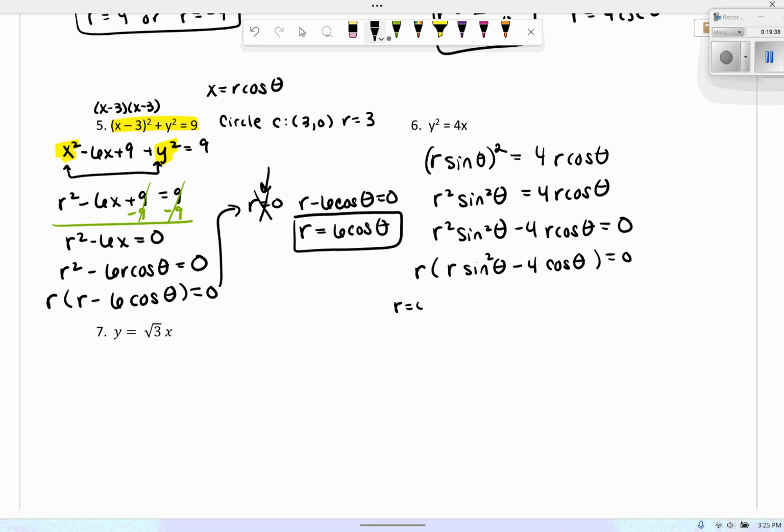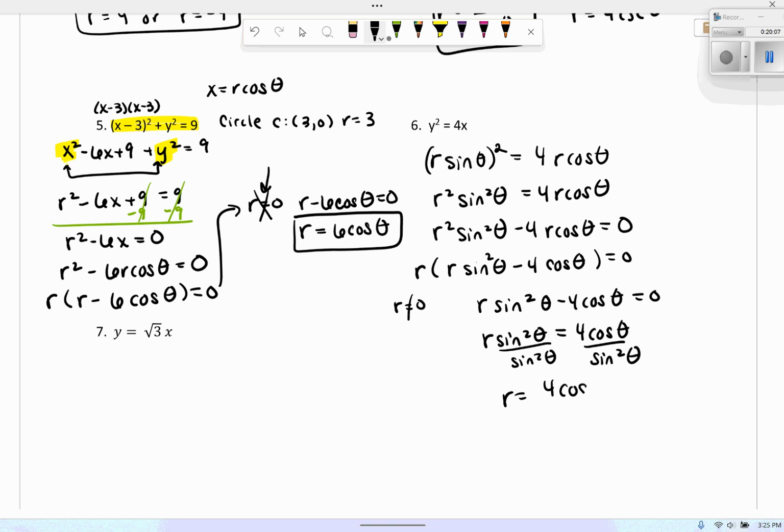So then we get r equals 0, which we don't use. And then r sine squared theta minus 4 cosine theta equals 0. Again, we're just solving for r. So r sine squared theta equals, add the 4 cosine theta to the other side. And then we're trying to get r by itself, so we're going to divide both sides by sine squared theta. So r equals 4 cosine theta over sine squared theta. That's one way we can write our answer.